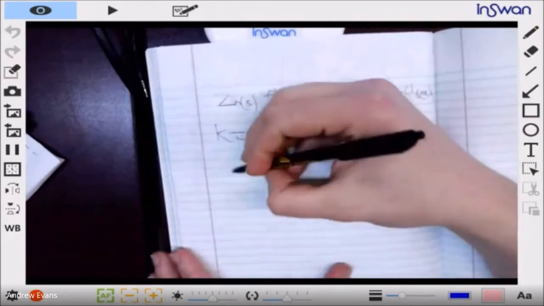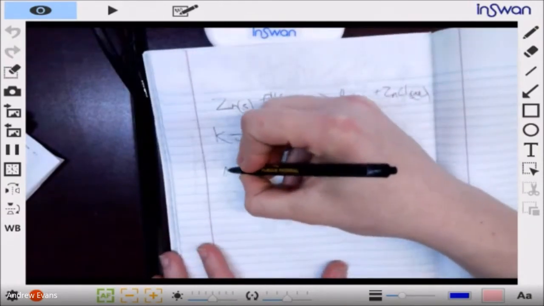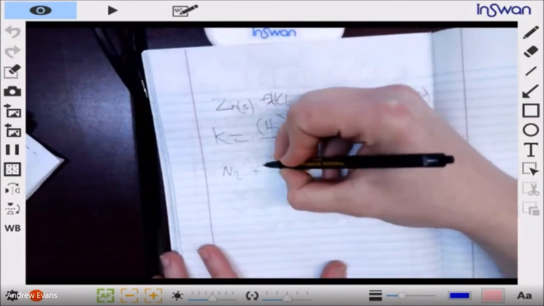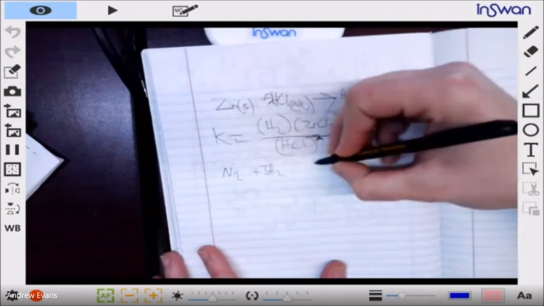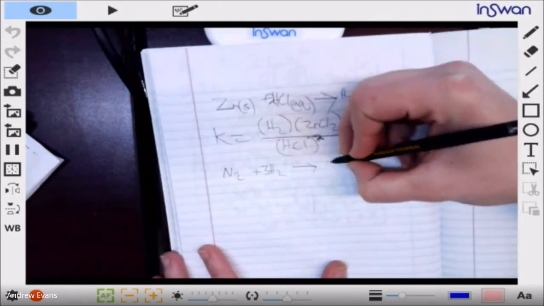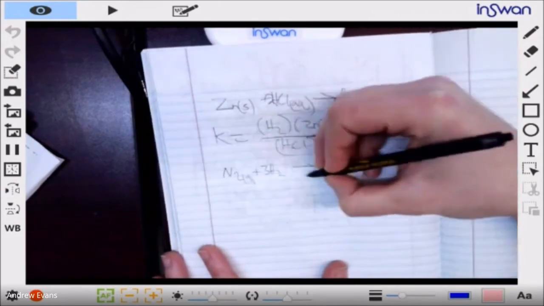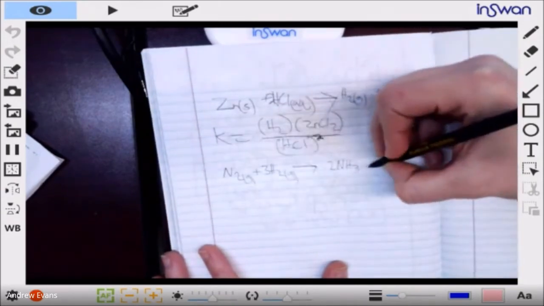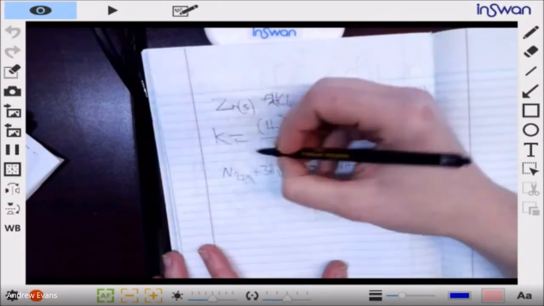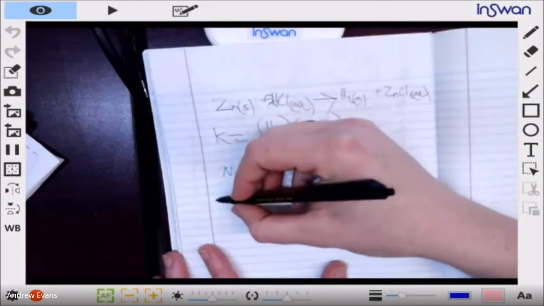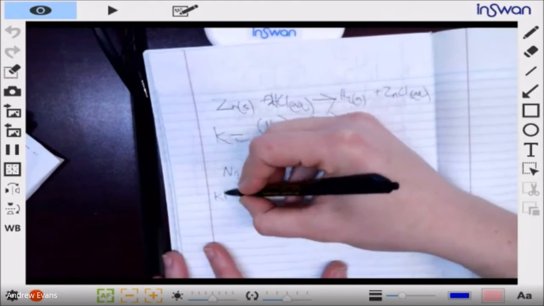If I'm doing N2 plus 3H2 goes to 2NH3. That's a gas, that's a gas, that's a gas. And I want to go, what is Kp from Kc?